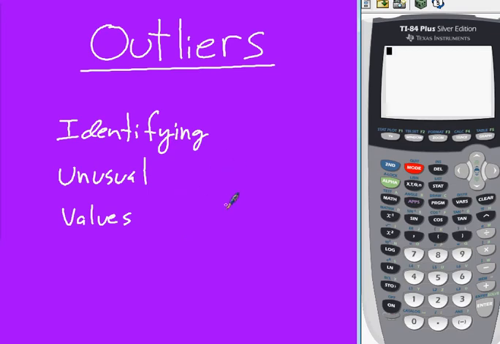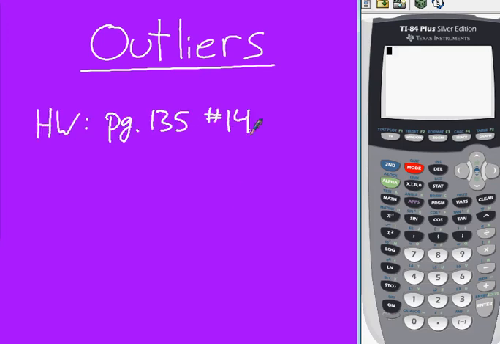Before we get into it too much, as it says on the syllabus, the homework that is associated with outliers I've modified. As it's listed on the syllabus, the homework is page 135, number 14. It's the only question really about outliers. For question 14, there are parts A through D. Do these as it is in the book.